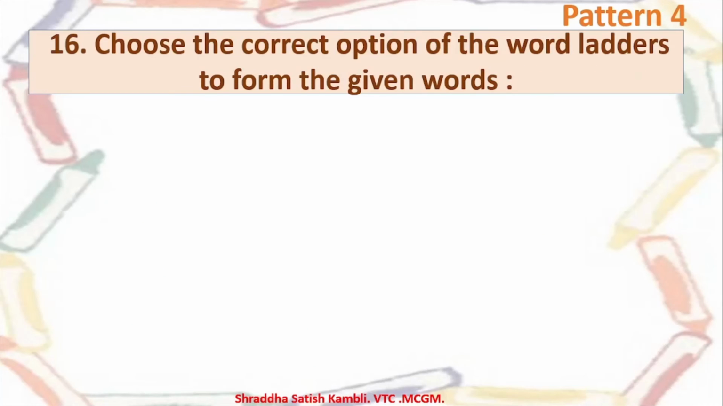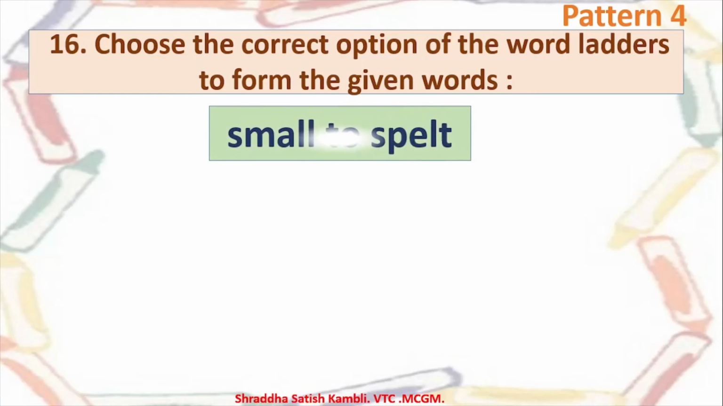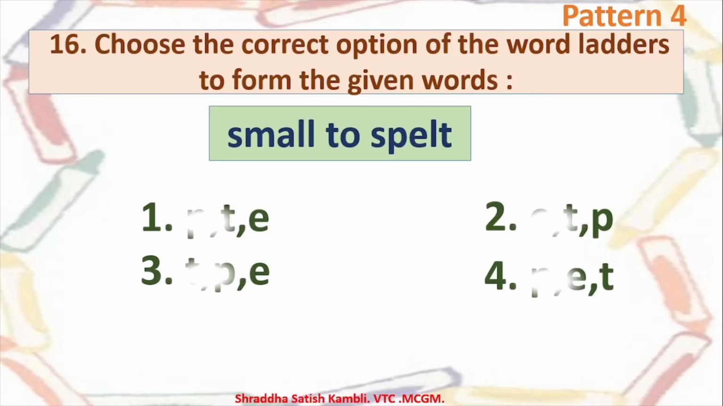Now let's do the final pattern that we have in this type of exercise. Choose the correct option of the word ladders to form the given word. So now you have to choose the correct sequence. Okay, let's see how the example goes. Small to spelt. So when you change small to spelt, will the sequence of change in letters go like this? So will you first add P, then you add T, then you add E to change the words? Will you add ETP, option number 2, option number 3, will you add TPE, or will you add PET?